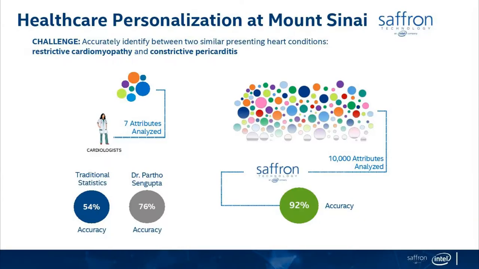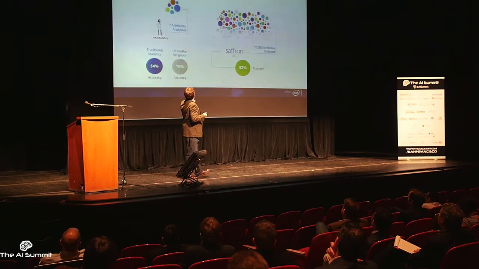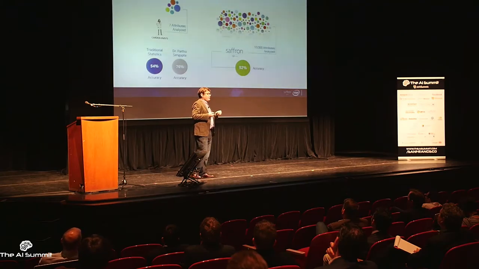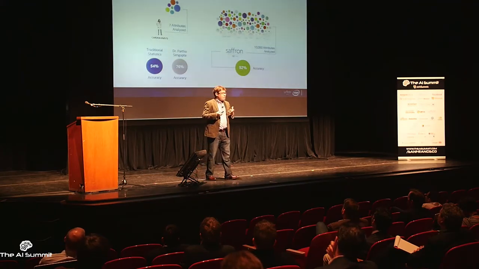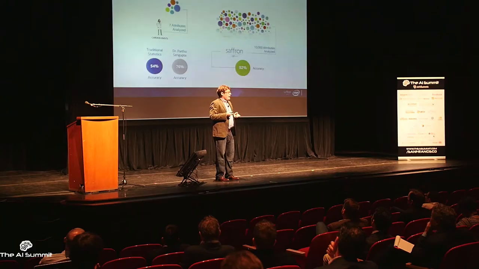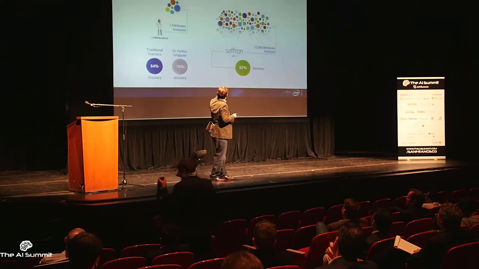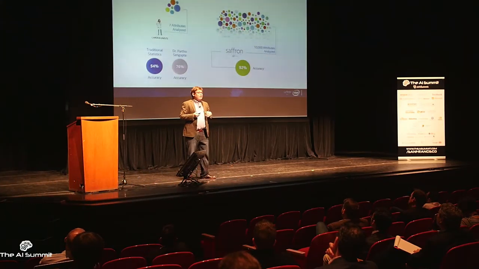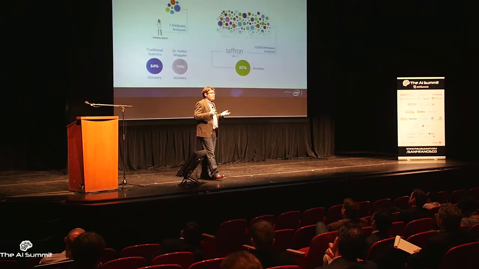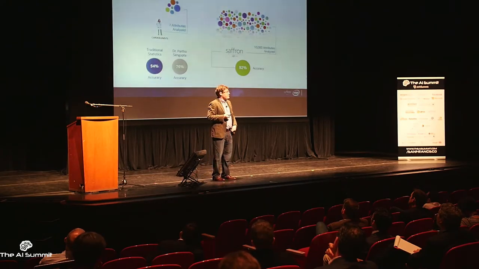So one of the challenging problems in cardiology today is trying to distinguish between different conditions that might present with the same symptoms. There are two conditions that Mount Sinai was interested in distinguishing between. One is known as restrictive cardiomyopathy, which is usually a fatal condition that requires a heart transplant. And I always have to read off the slide: constrictive pericarditis. It's good. I don't even play a doctor on TV. With pericarditis, you usually present the same kind of symptoms, but it can be treated usually with anti-inflammatories.